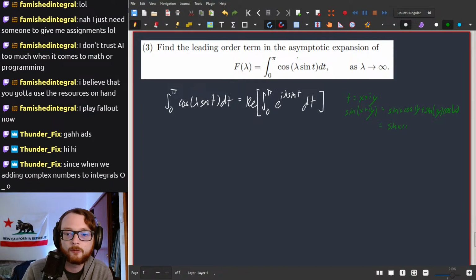So this is sine x cosh y plus i cosine x sinh y. That's what I want.